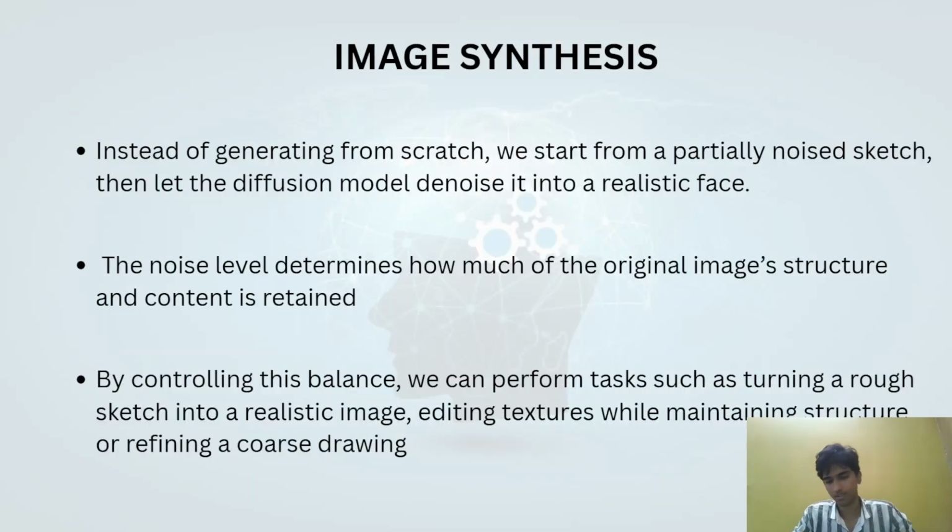So this is the most interesting part of the project, I would say, because this explains the image synthesis. Instead of generating the image from scratch, we start from a sketch I have collected from various sources. The noise level determines how much of the original image's structure and content is retained. By controlling this balance, we can perform tasks such as turning a rough sketch into a realistic image while being faithful to the original sketch.